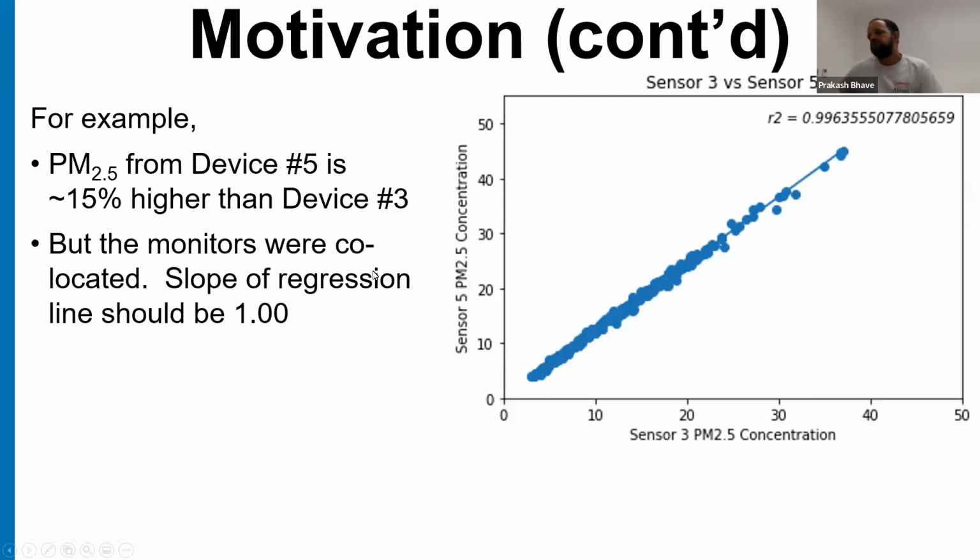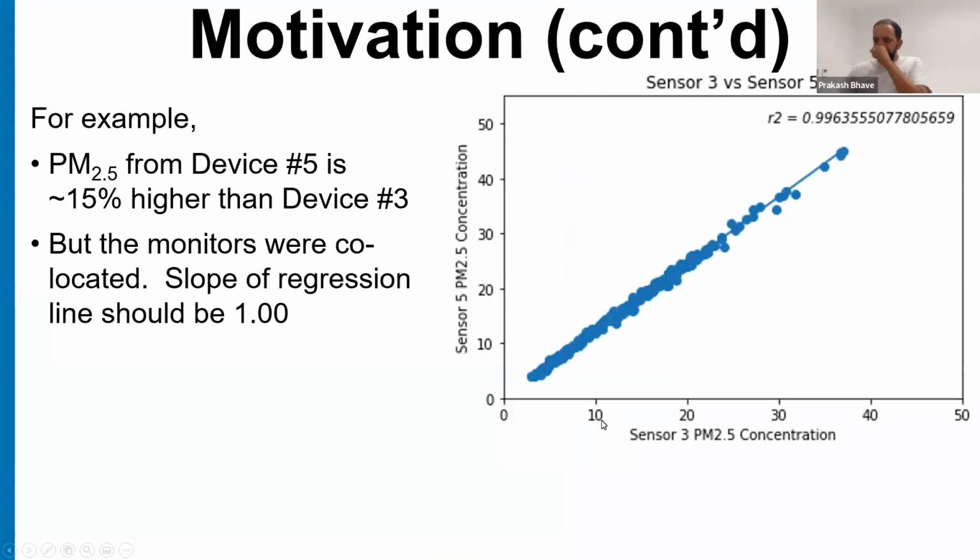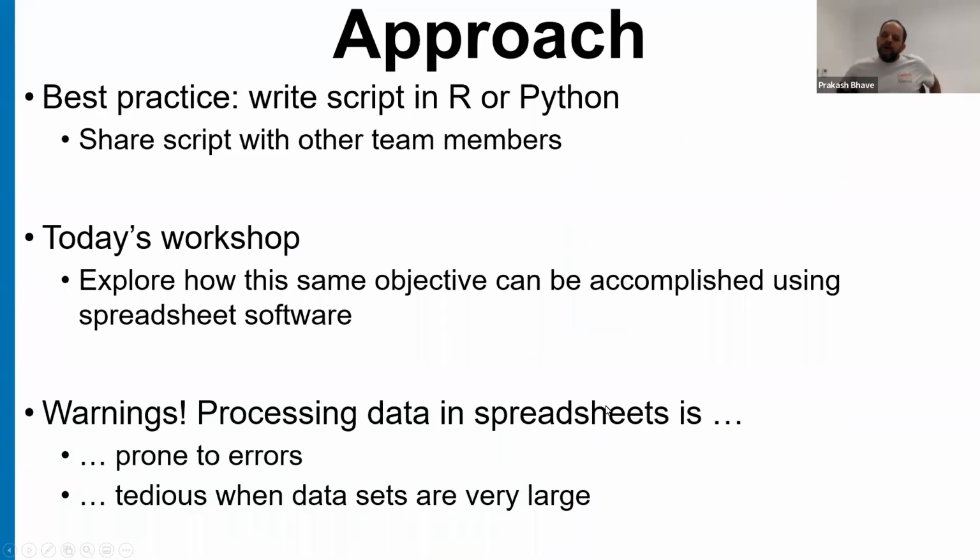And so if this sensor, when placed next to the other, is measuring 15% higher, then when we deploy it out in the field, a non-negligible amount of the difference between 42 and 29 can be due to differences in the sensor readings. And so we want to get around that. Now, how are we going to do this?